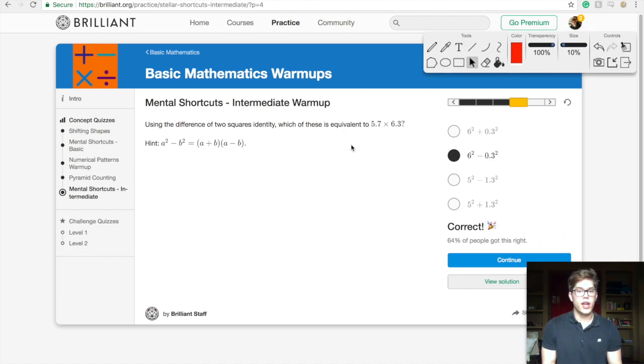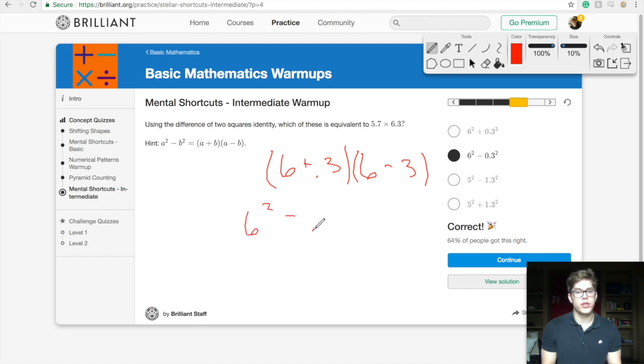So what did we do? Again, we looked at our numbers. We see that there is some symmetry here. There's some symmetry around the number 6, and we can actually end up using this hint, a squared minus b squared, to write, well, 6 plus 0.3 times 6 minus 0.3. And let's not forget our parentheses to make things easier. And whenever we FOIL this out, our middle two terms cancel, and we're left with our outer terms multiplied against each other and our middle terms multiplied against each other. And that's how we got B as our answer. Excellent. Let's go to the next problem.